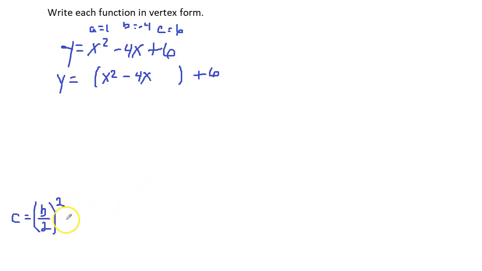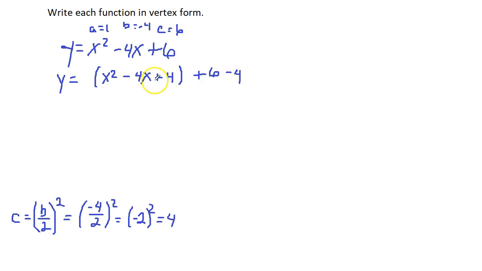So since our B is -4, we're going to say equals -4 over 2 quantity squared. Well, -4 divided by 2 is -2. -2 squared is 4. So what does that mean? It means I'm going to add 4 inside of parentheses, and then I'm going to subtract it outside. Because if I add and subtract the same number, it's not going to change the value.